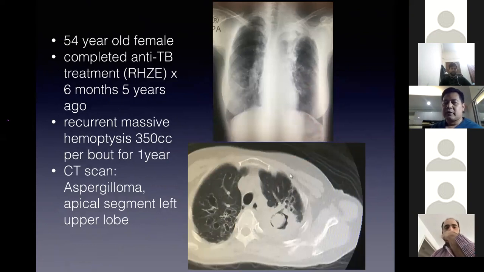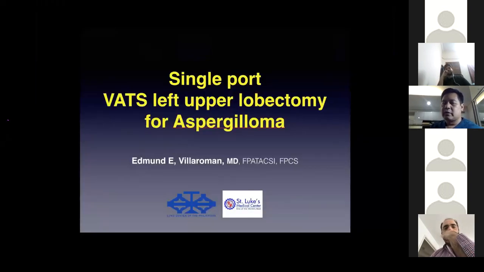This is an example of a case I did, a 54-year-old female who had completed treatment for TB for 6 months and had recurrent massive hemoptysis, about 350 cc. The CT scan showed an aspergilloma at the apical segment of the left upper lobe. So I did a single port VATS left upper lobectomy.